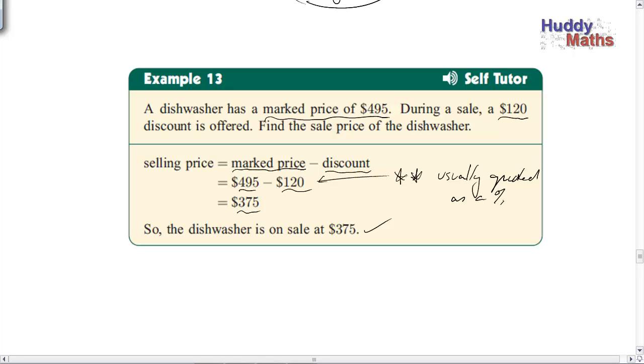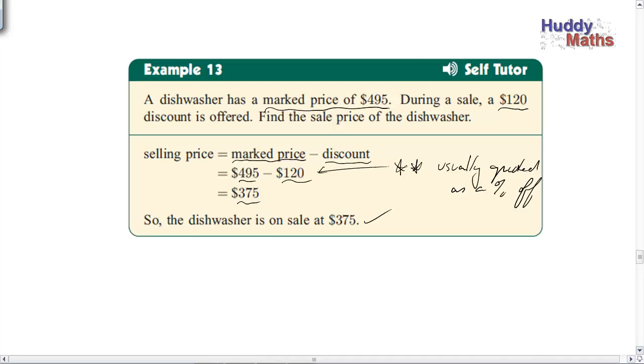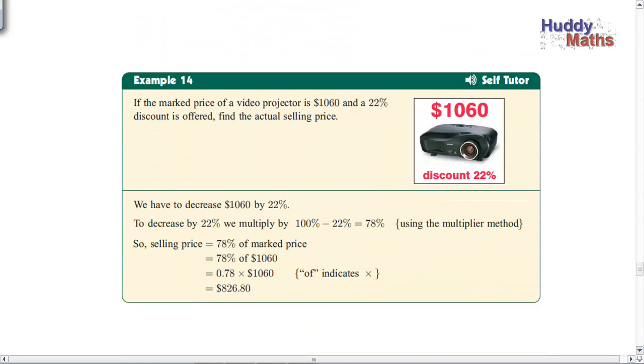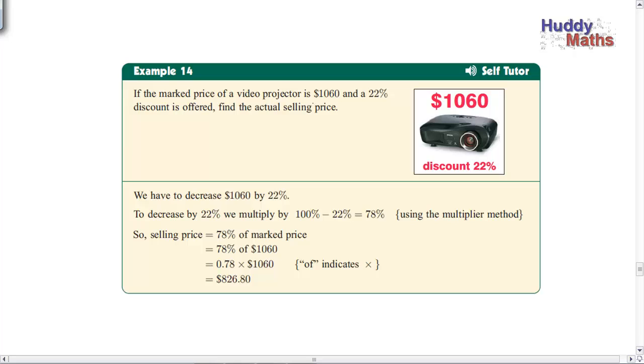Okay, so this confuses some people. All right, but usually quoted as a percentage off. Let's go down and have a look at that sort of example. Video projector is $1,060 and a 20% discount. Taking it off, discount. Find the actual selling price.